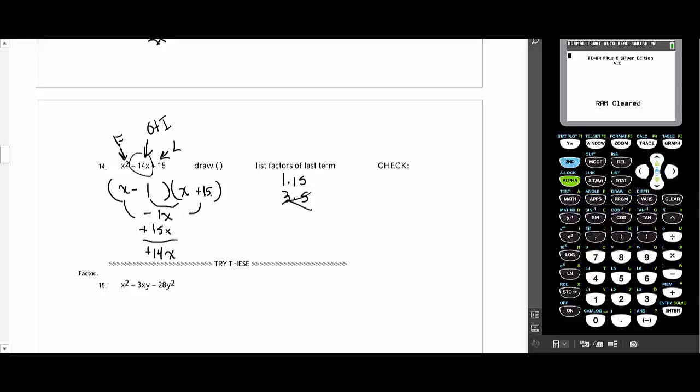Yeah, the 15 doesn't work, right? If you look at this right here, what's negative 1 times 15? Negative 15. That's not what the problem said. The problem said positive 15. So it does not factor. There's no way you can get a combination, even though you can get the 1 and 15 to add to 14, that messes up the multiplication. Does that make sense? So that one's prime.